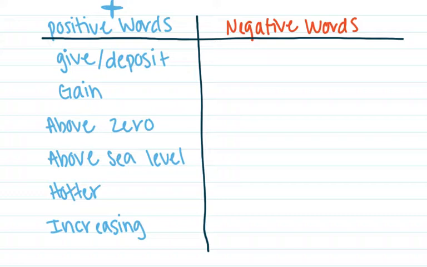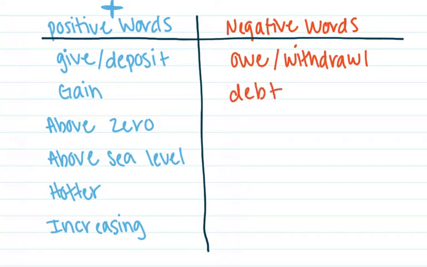Negative words are the opposite. Negative words mean that we're giving something away, or we owe someone money, or maybe we're in debt. For example, if I owe someone money, that means I need to give some of my money away to somebody else. Along with that would be withdrawal. If I go to my bank account and withdraw money, that means I'm taking money out. It's subtracting from the balance in my bank account. If I owe a debt, so if I owe somebody money, again, same thing. It means that I need to give money to somebody, so I will be losing money. If I lose yards, like in a football game, that means that I'm going backwards, that I am going negative.